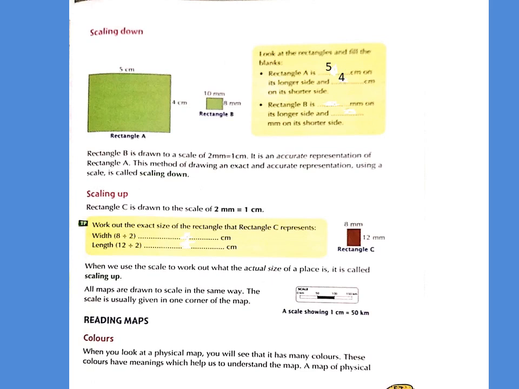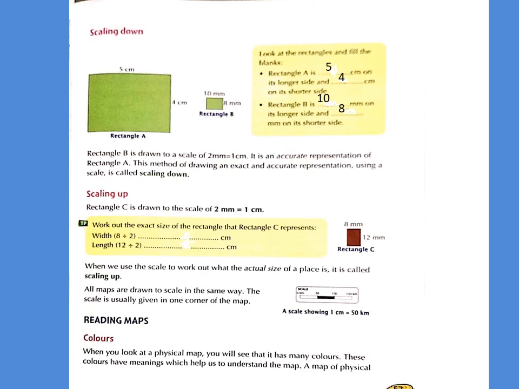Okay. Now there is a small rectangle B just beside it. Can you see that? Yes. Now this small rectangle B is the small representation of that rectangle A. Why? Rectangle B is 10 millimeter on its longer side and 8 millimeter on its shorter side. Okay. So here rectangle B is drawn to a scale of 2 millimeter is equal to 1 centimeter. That scale we have just learned on the previous page. It is an accurate representation of rectangle A.